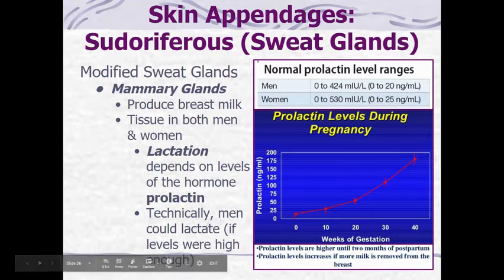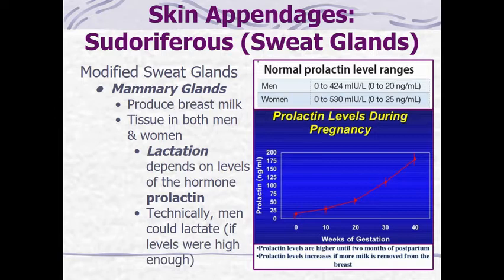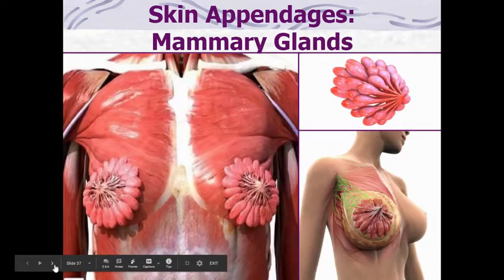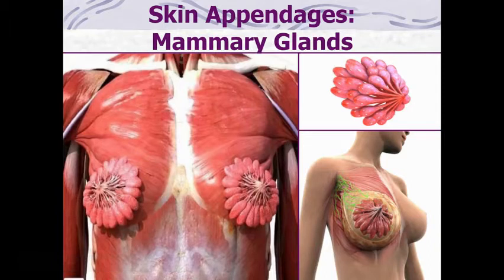The other modified sweat gland are mammary glands. And instead of producing perspiration, mammary glands produce breast milk to feed infants. Both males and females have the tissue for mammary glands. Lactation depends on the levels of the hormone prolactin. So the mammary glands won't lactate unless there's high enough levels of prolactin. So technically, men could lactate if their prolactin levels were high enough. There you can see what the mammary glands actually look like.